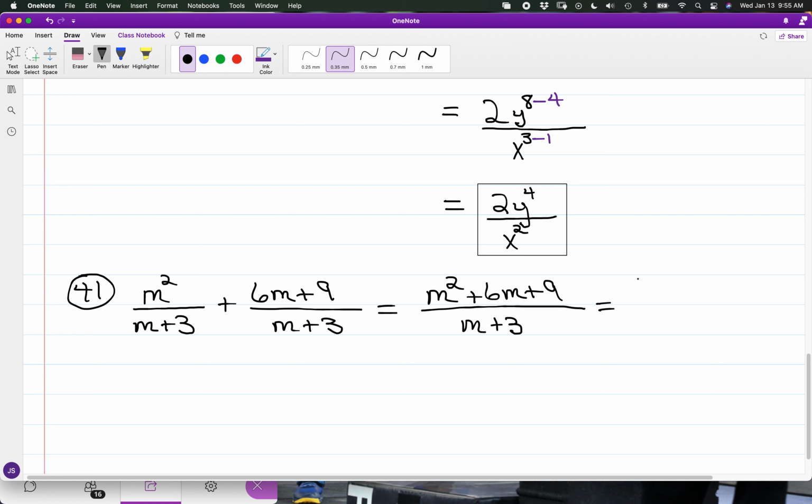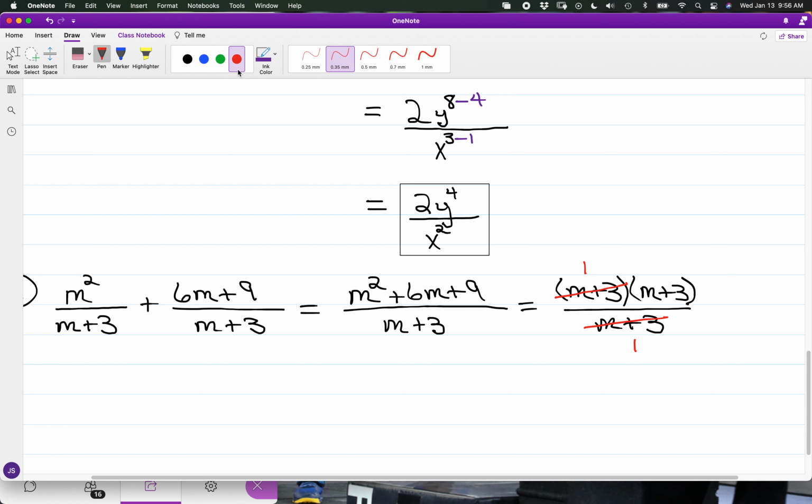And looking at factoring, m squared plus 6m plus 9 will factor out to m plus 3 times itself, all over m plus 3. So we have an m plus 3 common to both the numerator and denominator. In the reduction, we still have an m plus 3 from the numerator left over, and that is the simplified result of adding these two fractions together.